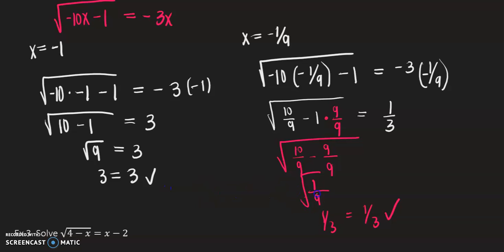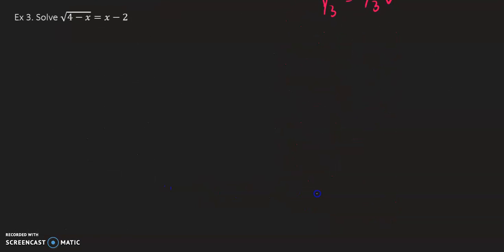Alright, so let's go ahead and try this last one here, which is solve the square root of 4 minus x equals x minus 2. So again, you already have your radical isolated on one side of the equation, so we're going to go ahead and square both sides.